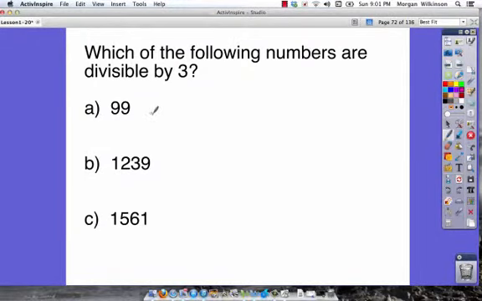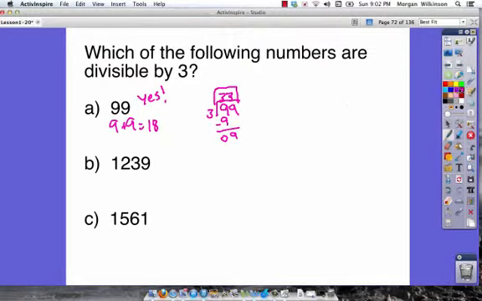Okay, which of the following numbers are divisible by 3? A, 99. That's a good one because we just did that one. We know 9 plus 9 is 18. And we know 18 is divisible by 3. 18 divided by 3 is 6. So 99 divided by 3, we can look at the math. We know 3 goes into 9 3 times. We've got 9, we subtract. We've got 0 with 9 left over. 3 goes into 9 3 times. We've got that quotient of 33. So the answer for A is yes.